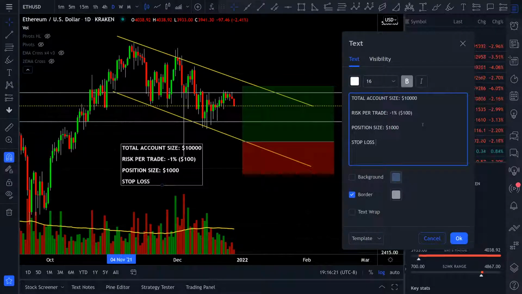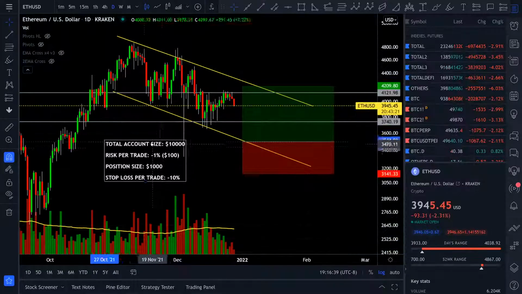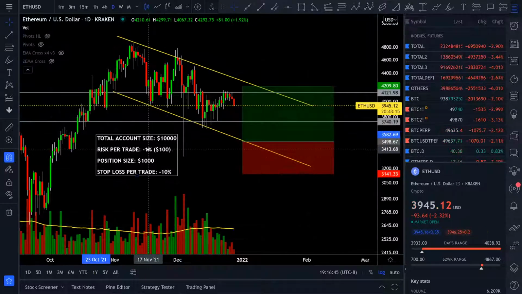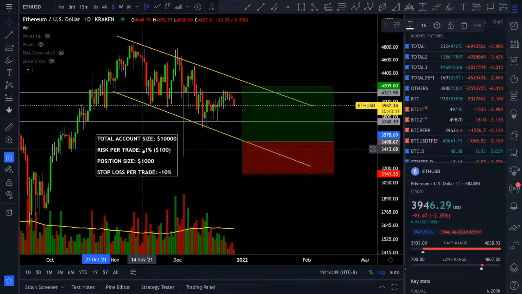And what's my stop loss? My stop loss per trade could be 10%, right? So 10% of $1,000 is $100, and that's how you keep your risk per trade at 1% to start off. And this formula scales. You could have a $1 million account and they still use the same formula. It's when people try to risk everything and go all in. It's just like Texas Hold'em.